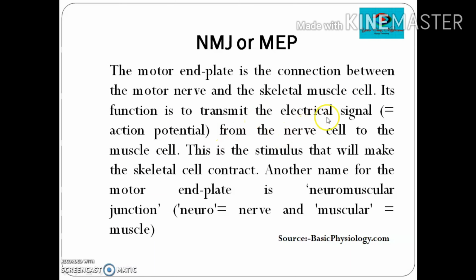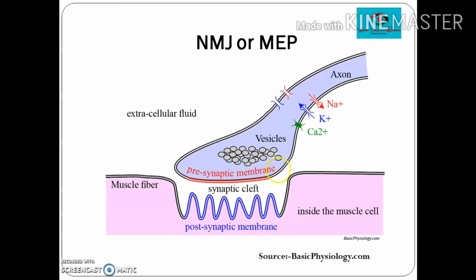Its function is to transmit the electrical signals from the nerve cell to the muscle cell. This is the stimulus that will make the skeletal cell contract. Another name for motor end plate is neuromuscular junction, NMJ.